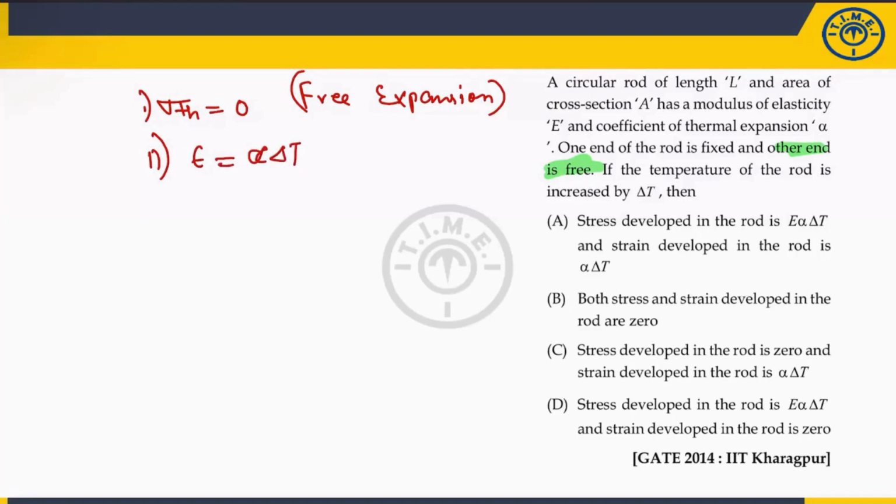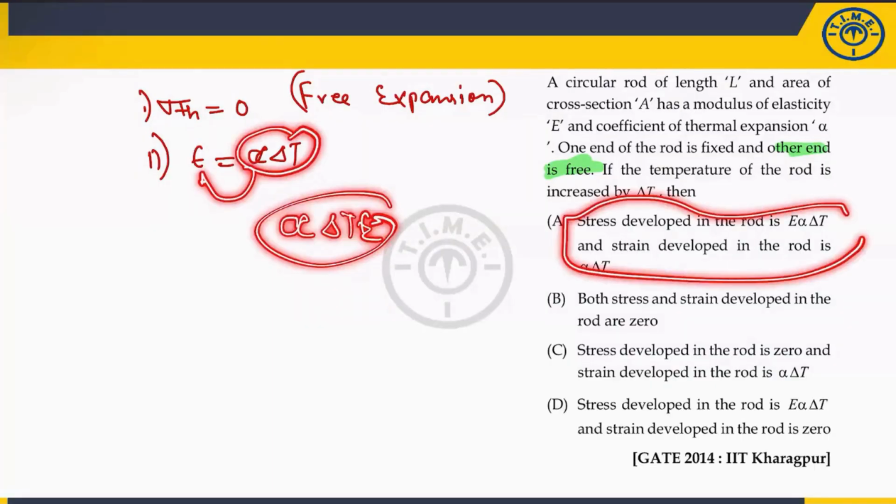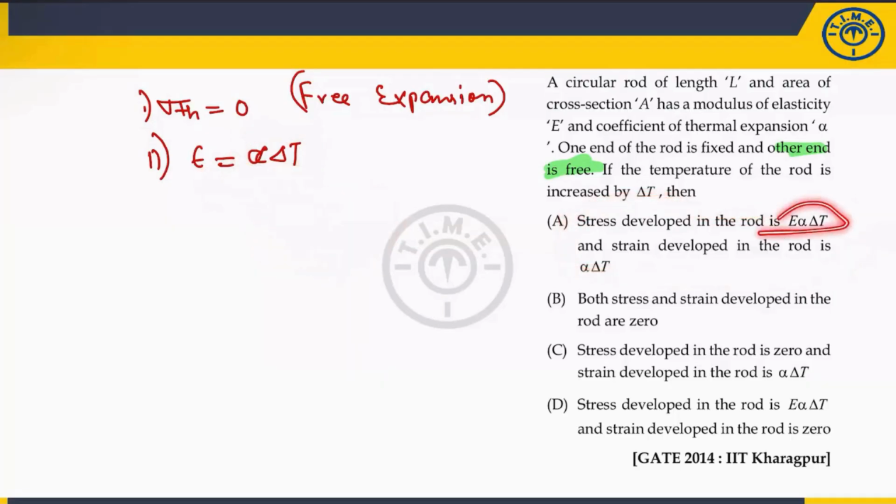Now, everyone knows the thermal stress formula is alpha delta T into E, and alpha delta T is the thermal strain. That's why they have framed the first option, this one, where the student will make the mistake. The stress developed in the rod is alpha delta T into E, but this is only when there is a resisting. When there is no resisting, the stress value will be zero. So the answer for this question is option C. I hope you understood this key point.